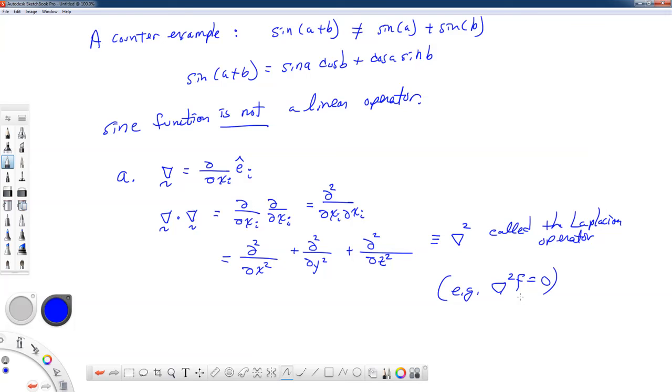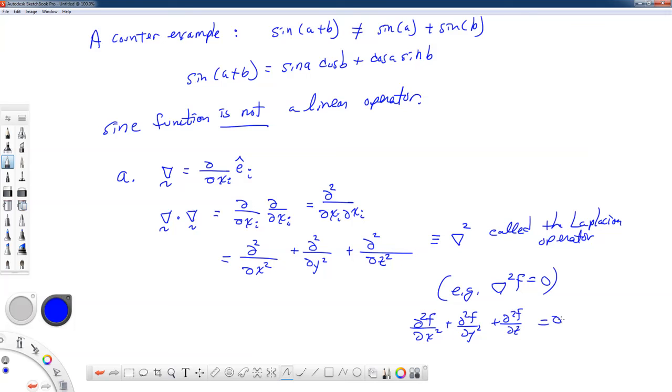You may not have approached it from the dot product of the gradient with itself, but you may have just started with calling something del squared f and then using that operation directly. So in this case, this would be something like the second partial of f with respect to x twice, plus the second partial of f with respect to y twice, plus the second partial of f with respect to z twice, equal to 0. So whatever equation or physical meaning that has, you can interpret it that way.